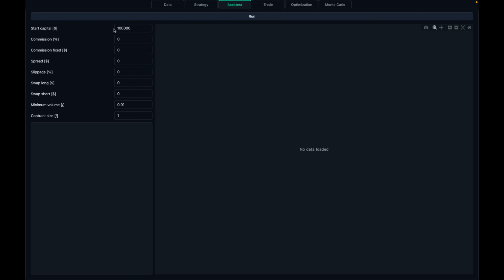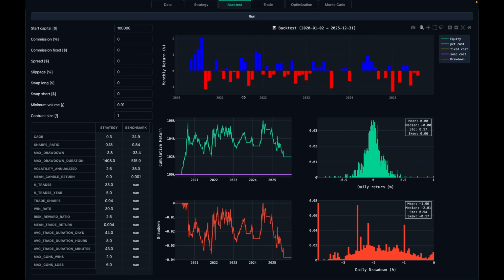So I start with a capital of $100,000 and I don't set any commission for now. Okay, so we can see the strategy is basically worthless, as I expected. It has a Sharpe ratio of 0.2 and has performed 30 trades in 6 years. So it's basically 5 trades per year, which is very low.